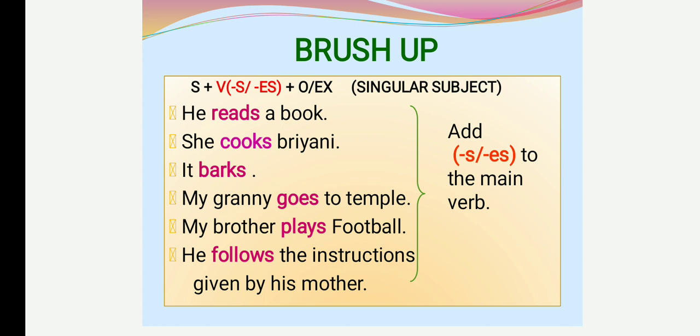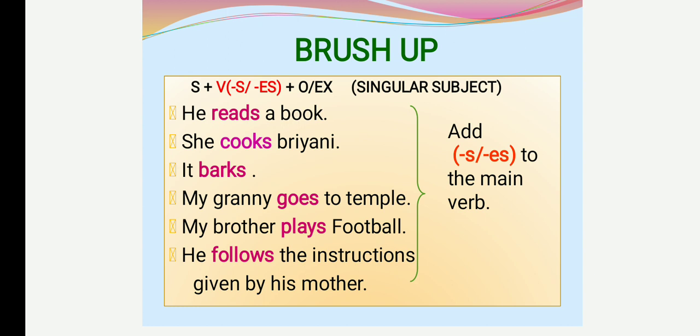So it is easy to keep in mind that when we have a singular subject in simple present tense, the verb surely changes its form by adding s or es to it. We have to add s or es only to the main verb. He reads a book. She cooks biryani. It barks.